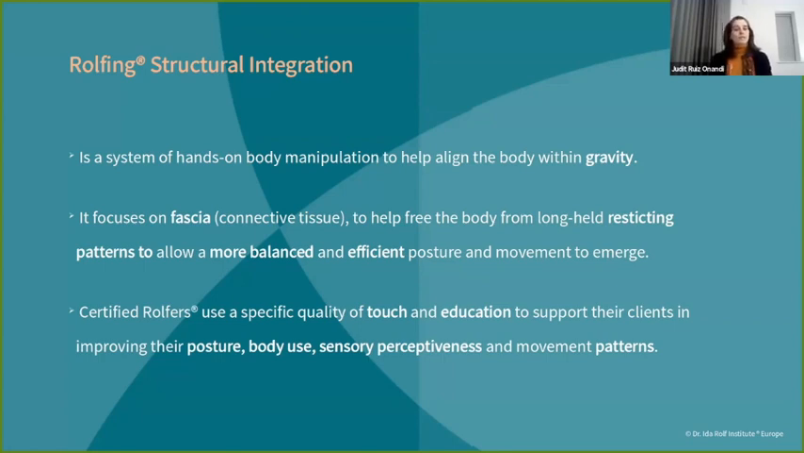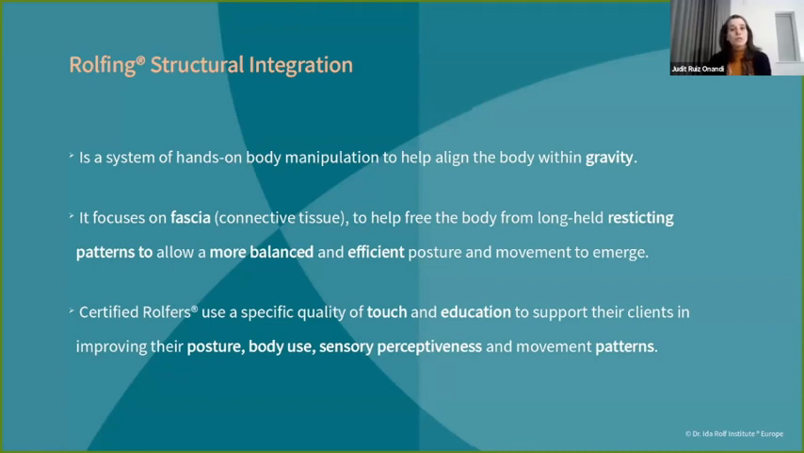We have a quality of touch that, for Rolfers, focuses on fascia. Each method also has a different goal. Our goal is to align bodies in gravity, so that a posture that is more balanced and efficient will emerge. And we use several means and tools that I'm going to explain to you later.